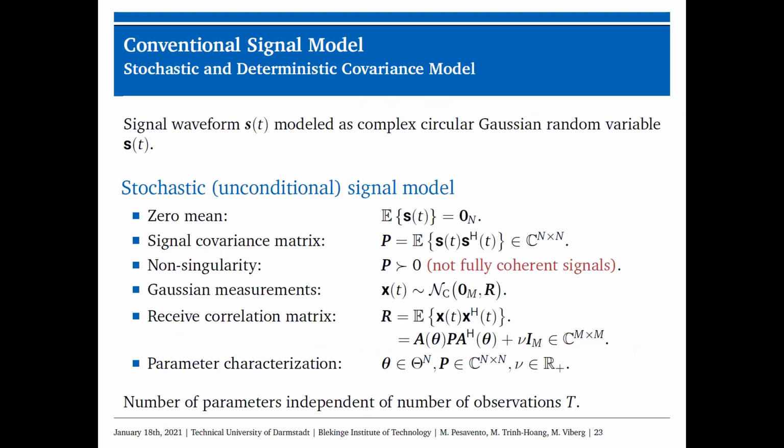Regarding the signal waveforms, there are basically two major options. In the so-called stochastic model, S of t is modeled as a complex circular Gaussian random vector, just like the noise. It is zero mean, and the covariance matrix is denoted P. In most cases, we assume that P is positive definite, which means that the source signals are not fully correlated. Under this model, the measurement vector X is also IID circular Gaussian. It will then be fully characterized by its covariance matrix R, which is given by this model, A P A Hermitian plus nu times identity. And the covariance matrix is parameterized by the DOAs, by the signal covariance matrix P, and the noise variance nu.